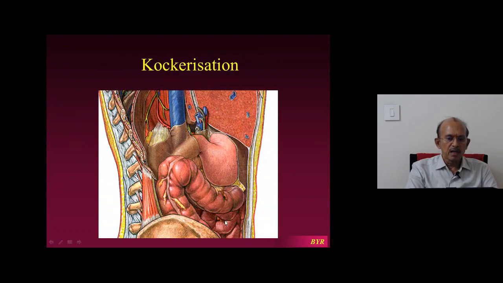This is how you do Kocherization. I already told you, but again I am repeating here. Kocherization is nothing but cutting the peritoneum along the convex border of the duodenum. It is called Kocherization. So for that, the duodenum must be completely exposed. So how to expose the duodenum?